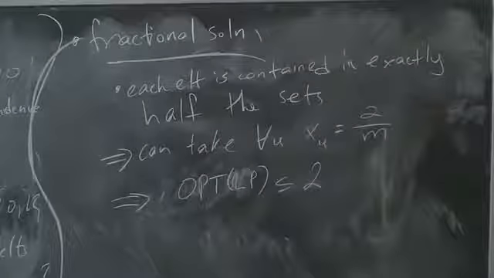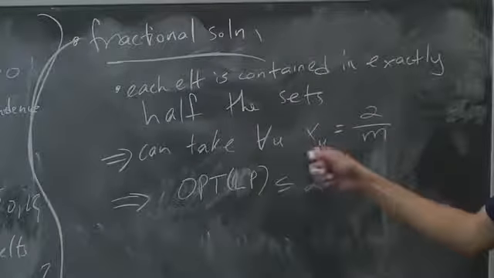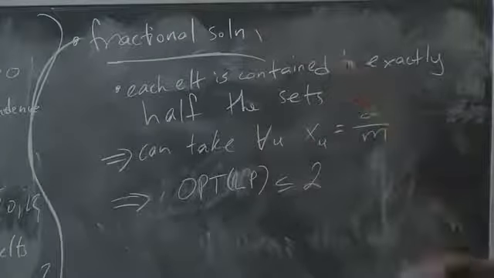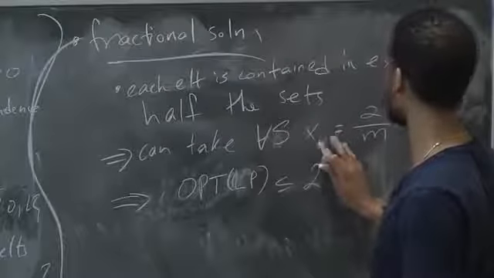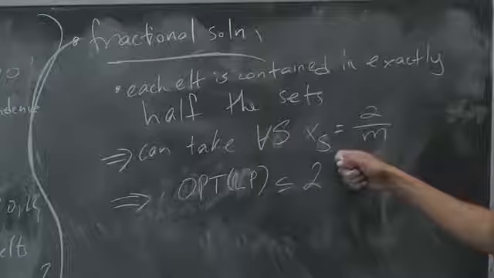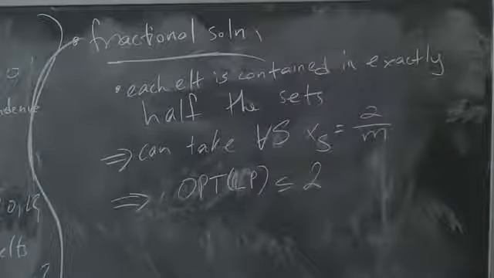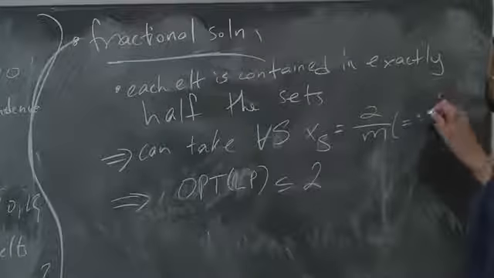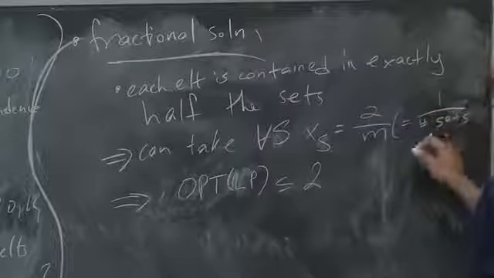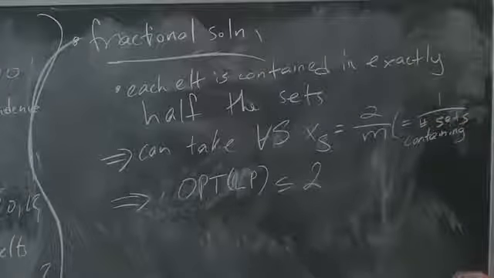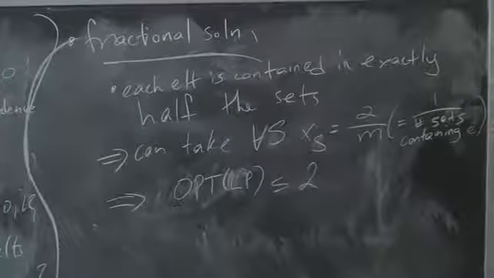Just to make sure we're all on the same page, the cost in the LP was just the sum of the x_S. The constraints were that for any element E, the sum of all the x_S for sets S containing E should be at least 1. So this is just equal to 1 over the number of sets containing E.